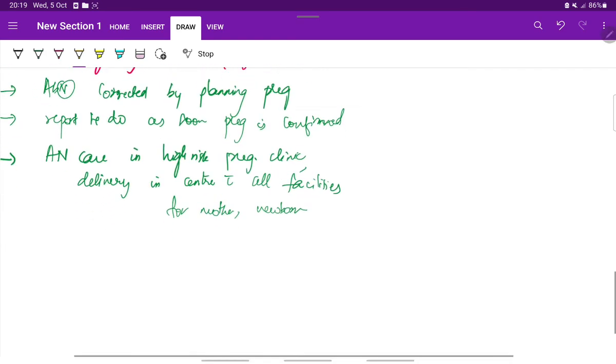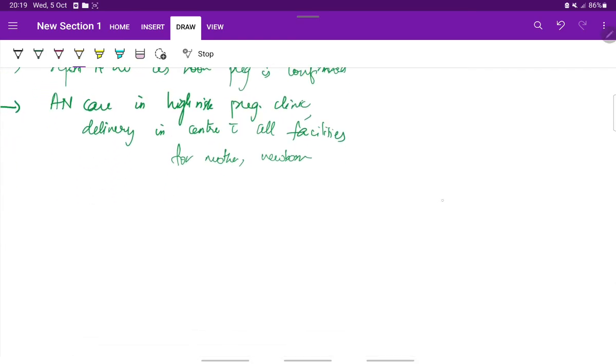So this is all about recurrent abortions and recurrent pregnancy loss.